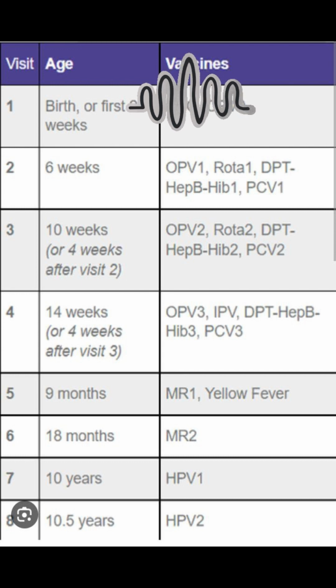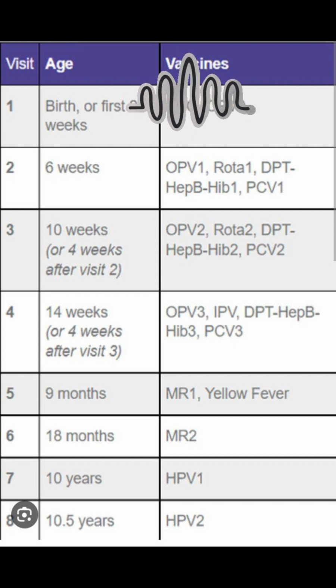At 14 weeks, you will also be given this vaccine called IPV. And again, at the age of 14 weeks, you will be given vitamin A. At 6 months, you will go for the measles rubella vaccine. And then at 9 months, that's where you will be given the measles rubella vaccine. And again at 9 months, you will be given yellow fever.